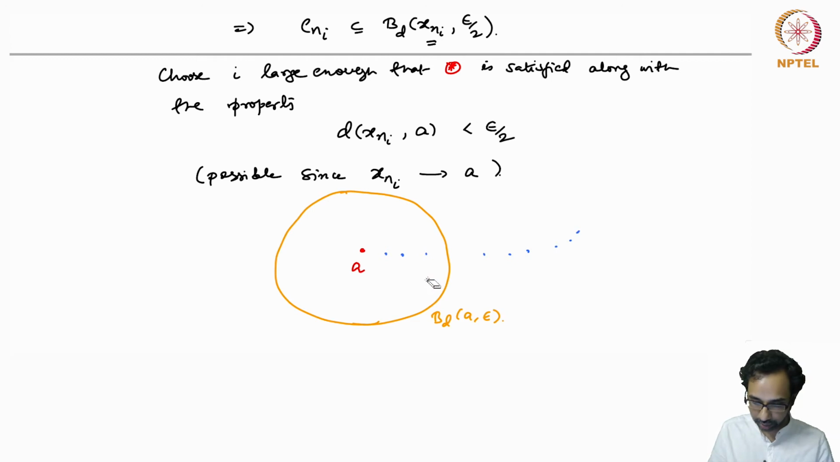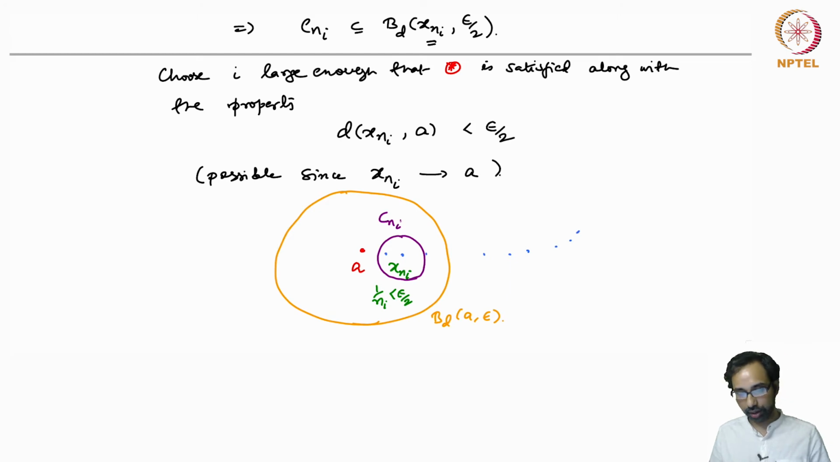So suppose that this one is our x_{n_i} for which 1 over n_i is less than epsilon by 2, and for this one we have this set C_{n_i} which contains x_{n_i}, and the diameter of this set is less than epsilon by 2. So therefore if the distance between A and x_{n_i} is chosen to be also less than epsilon by 2, then by the triangle inequality we will have that the whole set C_{n_i} lies completely inside this metric ball of radius epsilon around A.